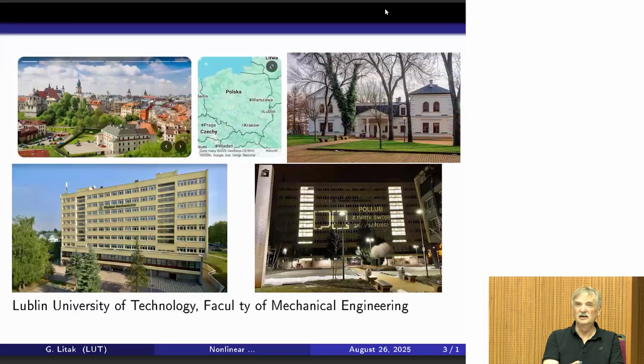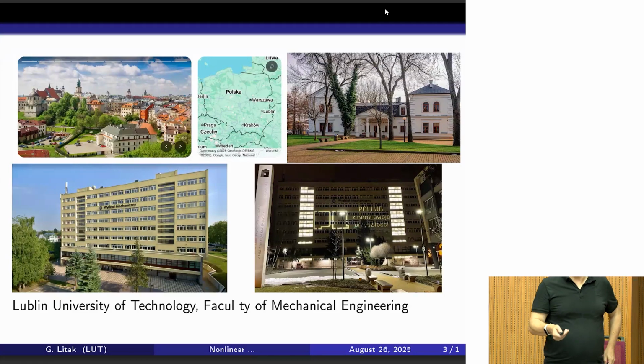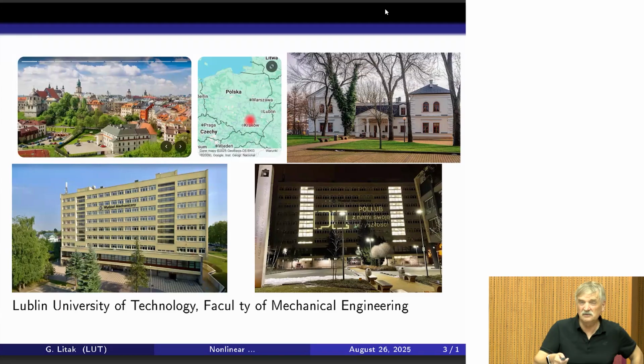I would also like to show you the campus and the city. This is the city of Lublin. Lublin is located in the eastern part of Poland. It is the largest city in this part of Poland. It is the capital of a region, and we have about 400,000 people in the city.